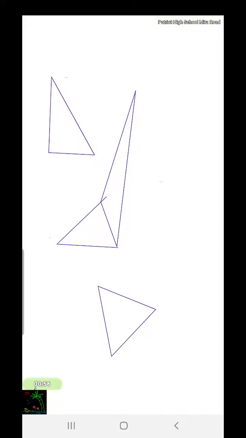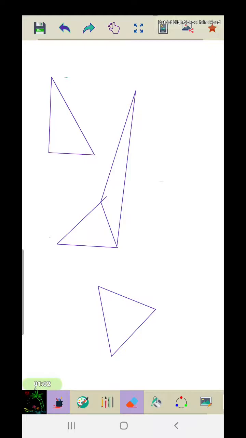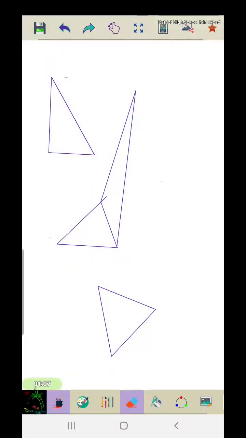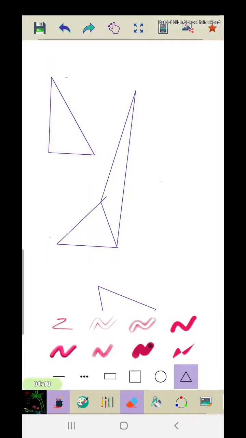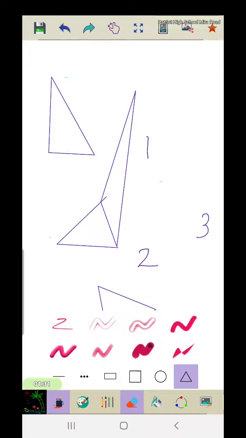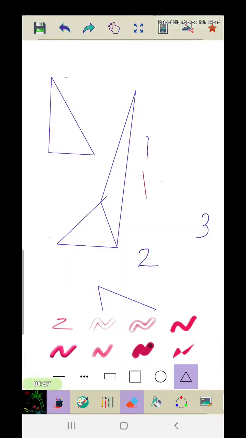Now I will show you another thing. Now suppose this is 1, this is point 2, and this is 3. Now let us draw a triangle. Now we'll draw a triangle.